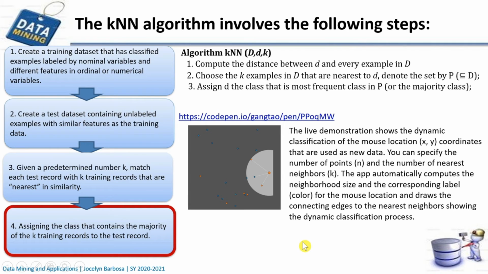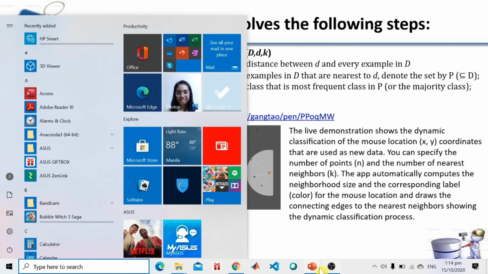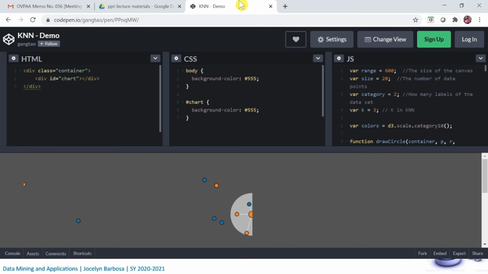I will show you another simulation that can be found on codepen.io, given by the reference we identified in the first slide of this video, which we can explore later on. For purposes of a quick demonstration, let me open this URL where we set K equal to 3. That means we get the 3 nearest neighbors of a particular new instance, and that determines which category this new instance will belong to.